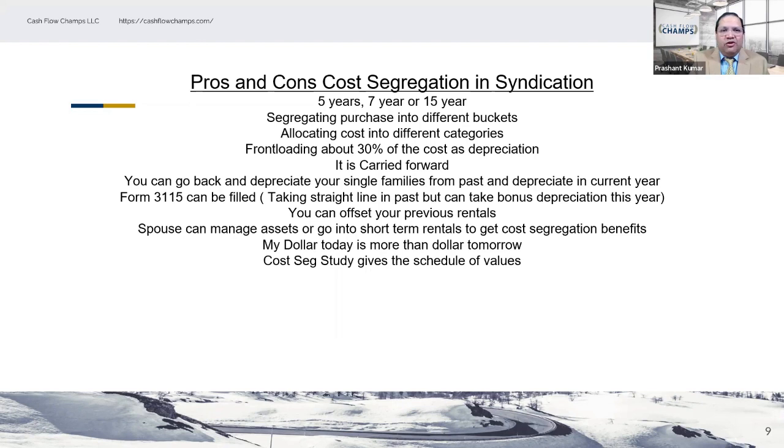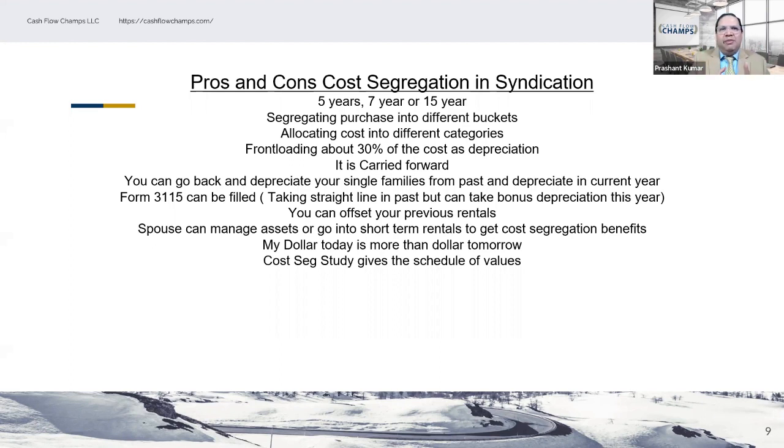So there is a component called real estate professional. For you to be able to write off all the depreciation, you should be a real estate professional. So the point I'm making is that a spouse can manage your asset if you are a busy professional, but if your spouse can qualify as a real estate professional, then you get the benefit of depreciation right there. Or you go into short-term rentals, where even if you are not a real estate professional, you get the benefit of cost segregation.